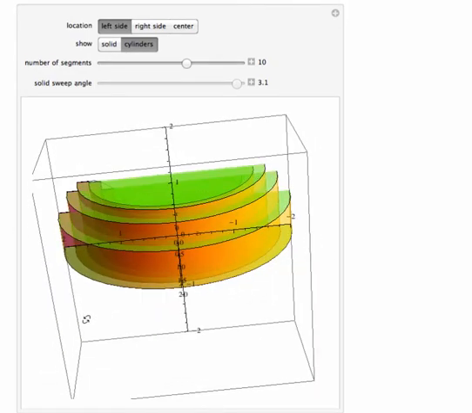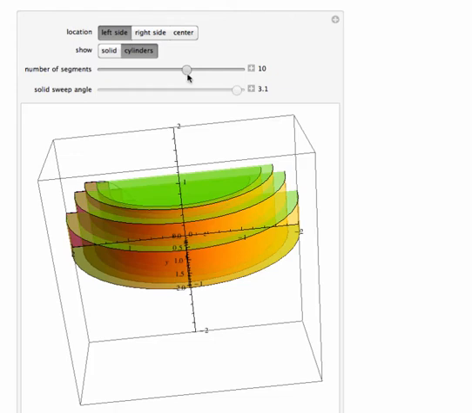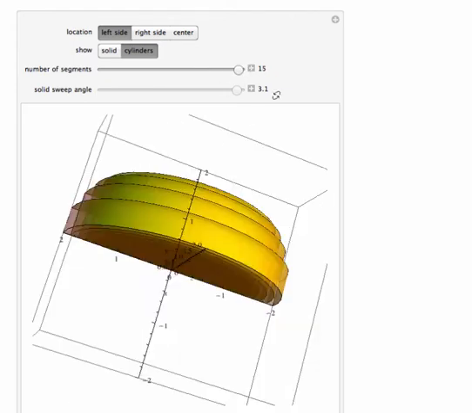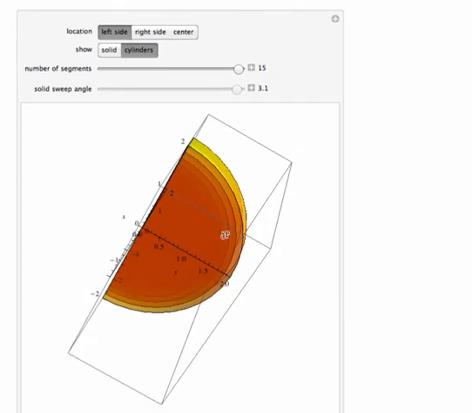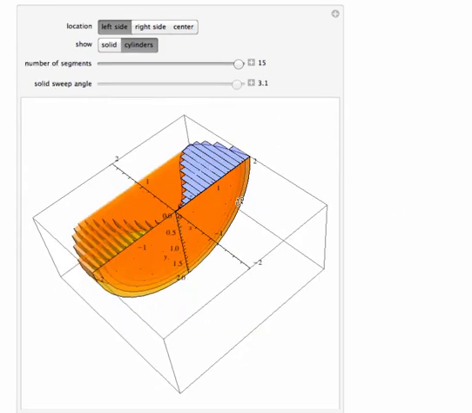If you take a look at the outside, and I'm going to increase the number of segments so our shell is a little thinner. So sort of, this is the bottom.